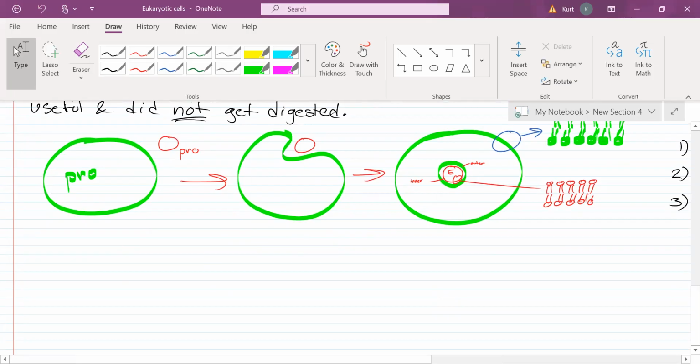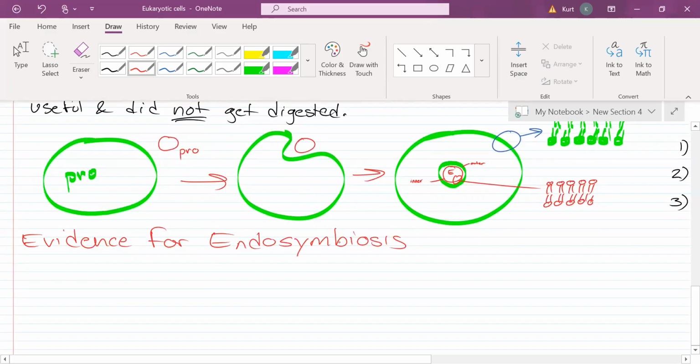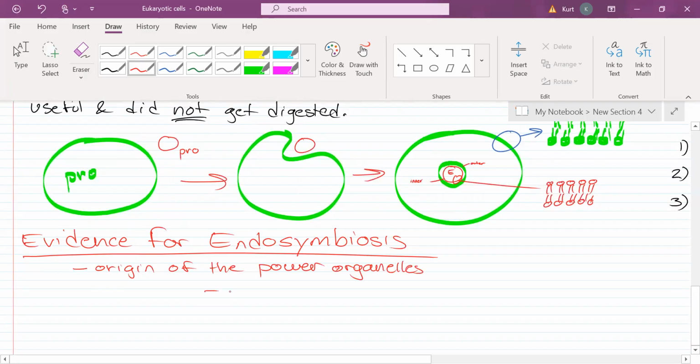So we need to have evidence for this idea. You know, we can't just go around throwing out ideas without anything to back them up. So is there evidence for endosymbiosis? You bet there is. Again, I want to remind you, this is the origin of the power organelles, and that would be the mitochondria and the chloroplast.